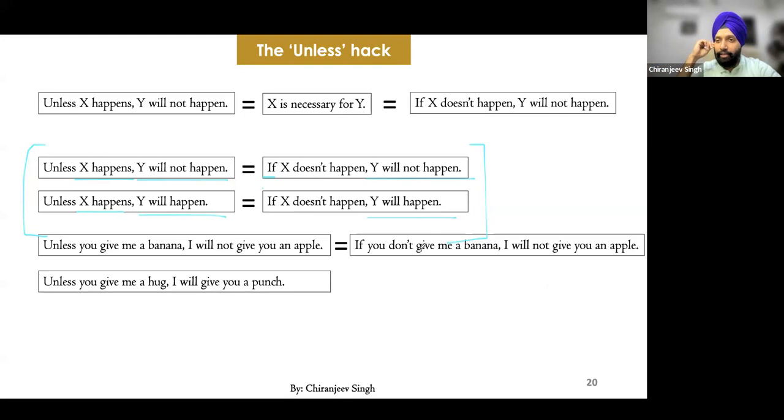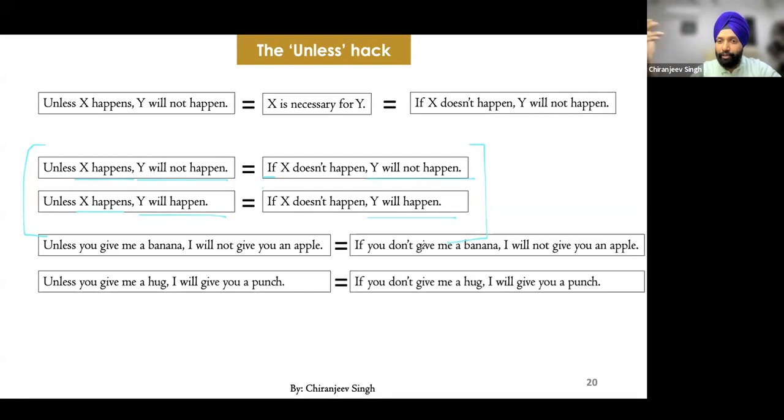Unless you give me a hug, I'll give you a punch. That's quite a violent way to get a hug. But it means if you don't give me a hug, I'll give you a punch. So again, the unless part changes. And again, of course, it's a hack, but if you understand it, then it's not a hack.